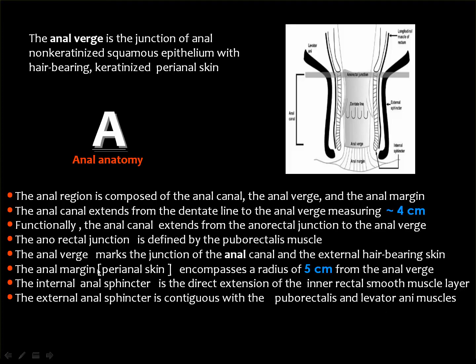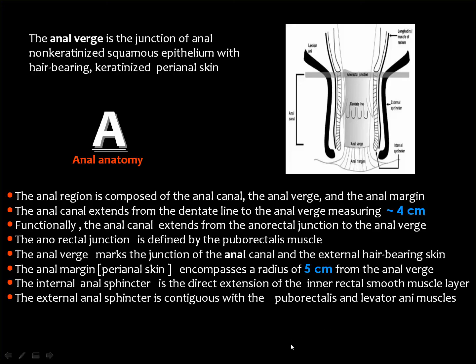And the anal verge marks the junction between the anal canal and the external hair-bearing skin. This anal verge is the junction between the non-keratinized squamous epithelium and the hair-bearing keratinized squamous epithelium, and the anal verge corresponds to this particular area. Then we have the anal margin, which is an area with a radius of about 5 centimeters around the anal verge.